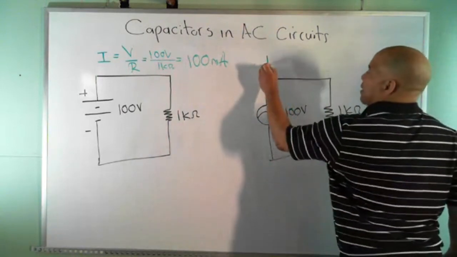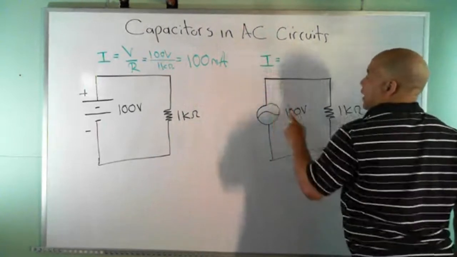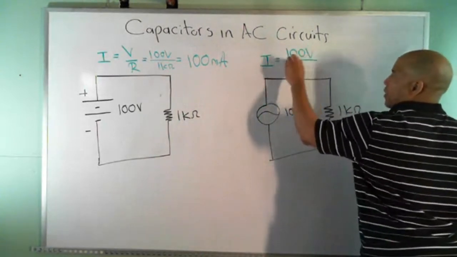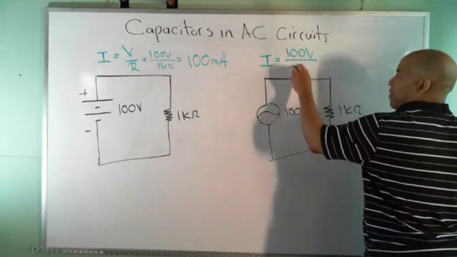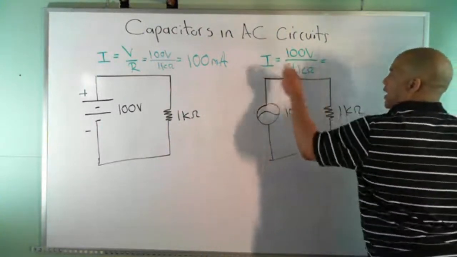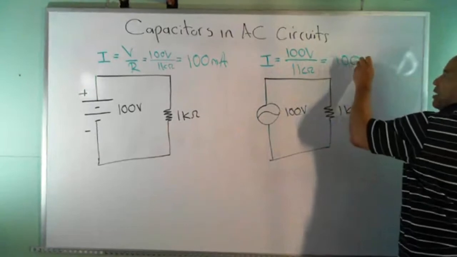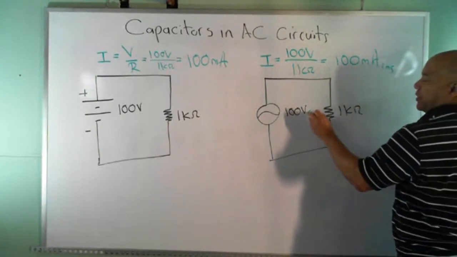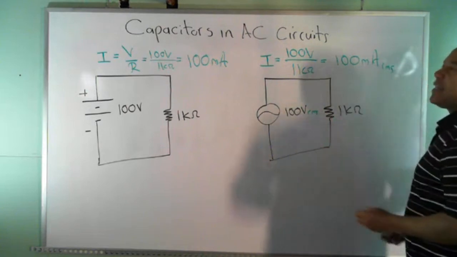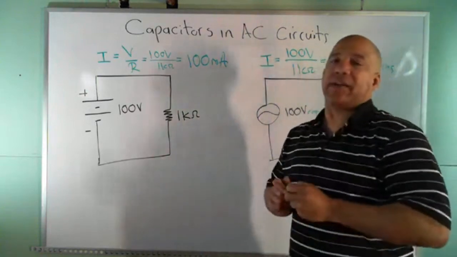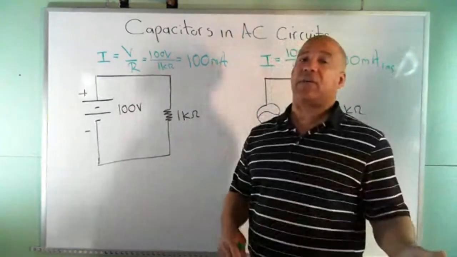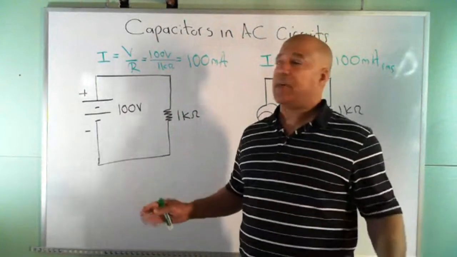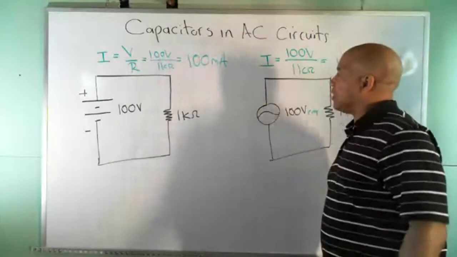I'm going to get current. I'm going to take my 100 volt RMS divided by 1K, and just like in the DC case, I'm getting 100 milliamps, but this will be RMS. So in finding current or doing an analysis in either an AC circuit or DC circuit, it's done the same way. There's no difference in the math. There's no difference in the logic.